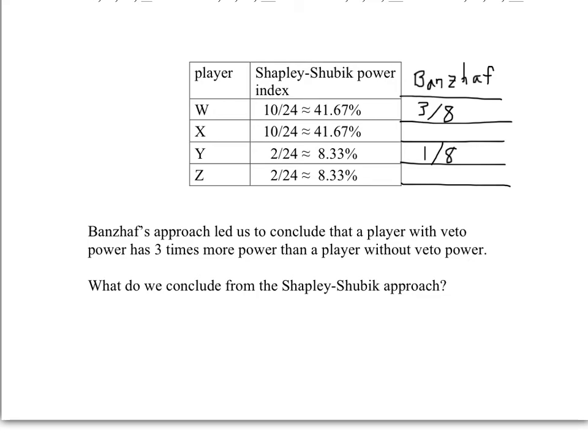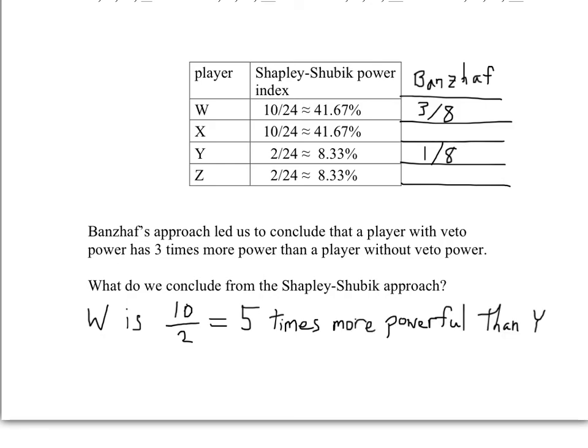Well, what do Shapley and Shubik conclude? They come to a somewhat different conclusion. They agree with Banzhaf that it's a lopsided situation, but they conclude that it's even more lopsided. They conclude that W is 5 times more powerful than Y. That's because the ratio of how many instances of exercising power W has to how many instances Y has, 10 to 2, is 5. W is 5 times more powerful than Y. That same statement applies to either veto power player in comparison to either regular player.